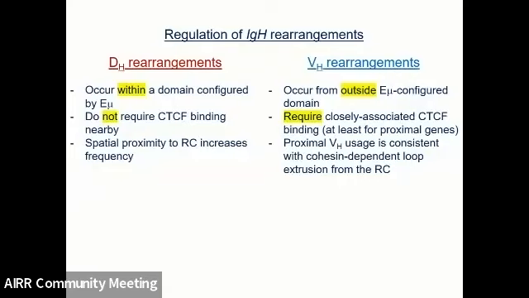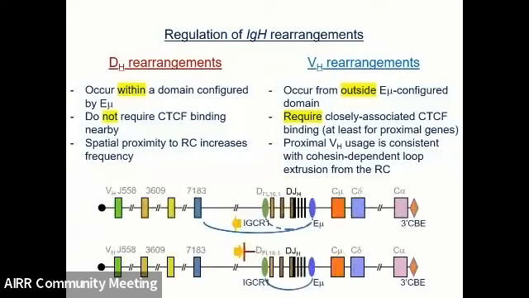VH rearrangements, on the other hand, occur from outside an Emu configured domain. They do require an associated CTCF binding site. And again, if you are proximal to the recombination center, you get more efficient recombination. Okay? So what does it mean for the entire locus?